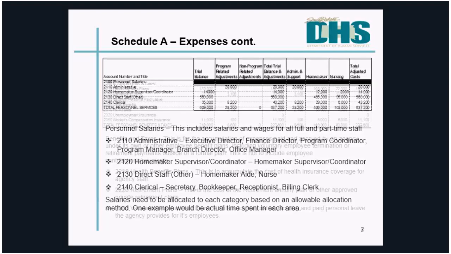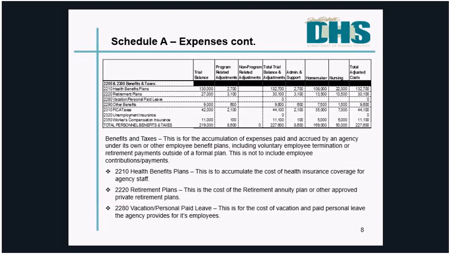We'll move on. Benefits and taxes. These are expenses paid and accrued by the agency under its own or other employee benefit plans. This area does not include the employee contributions or payments to these areas. Keep in mind, these are just strictly expenses incurred and paid by the agency. Health benefits plans, retirement plans, vacation, personal paid leave.